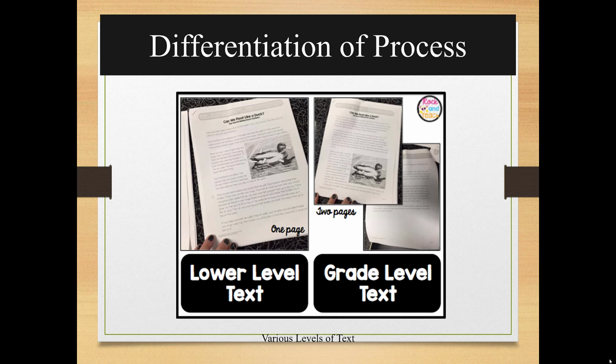The reading with one page might have text that is a little bigger, a little simpler, and a little more focused, while the 2-page text that is on grade level might have more abstract information. It might go a little more into detail or have smaller print and so on.